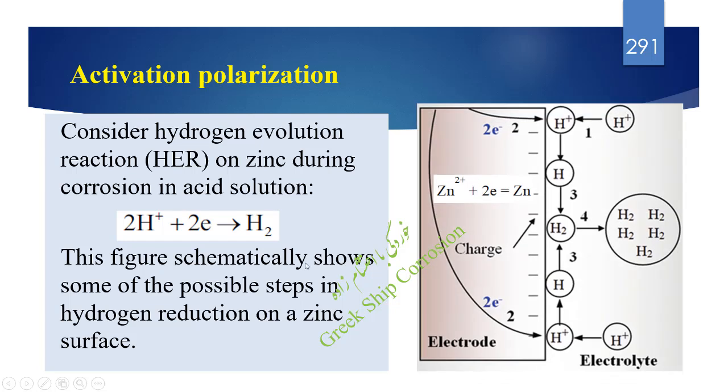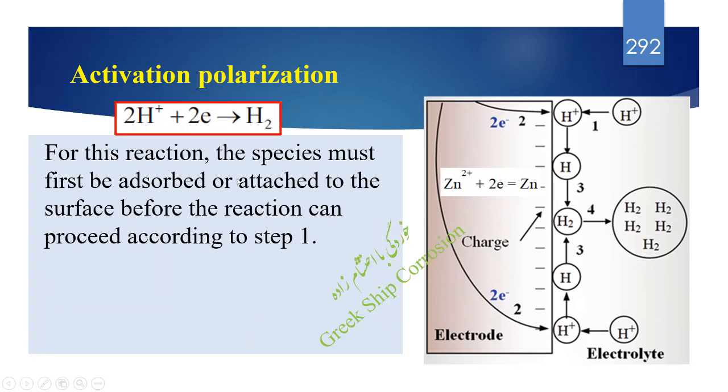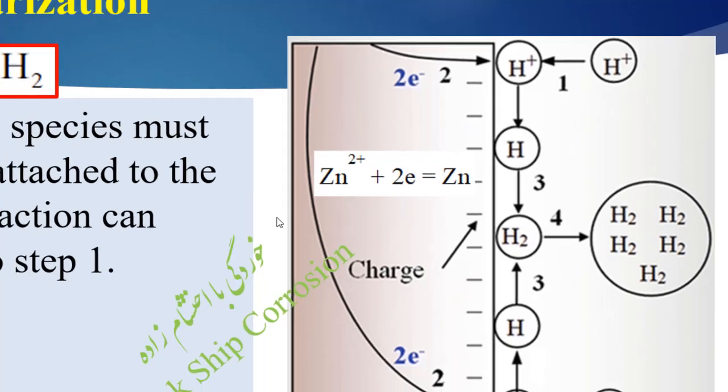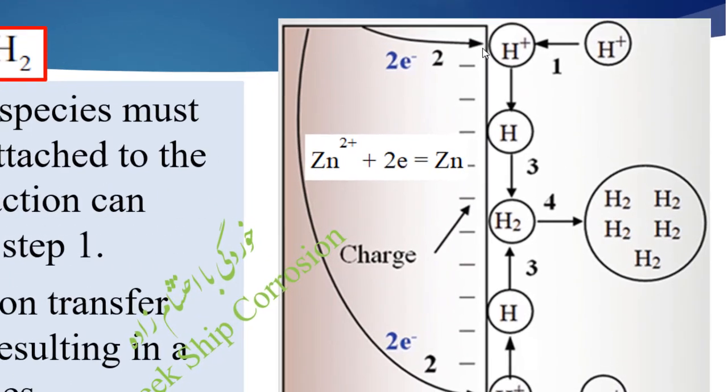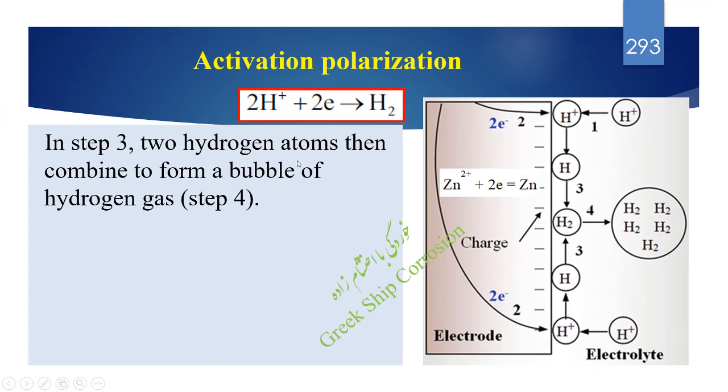This figure schematically shows some of the possible steps in hydrogen reduction on a zinc surface. For this reaction, the species must first be adsorbed or attached to the surface before the reaction can proceed according to step 1. Following this, electron transfer, step 2, must occur, resulting in a reduction of the species. In step 3, two hydrogen atoms then combine to form a bubble of hydrogen gas. Step 4.